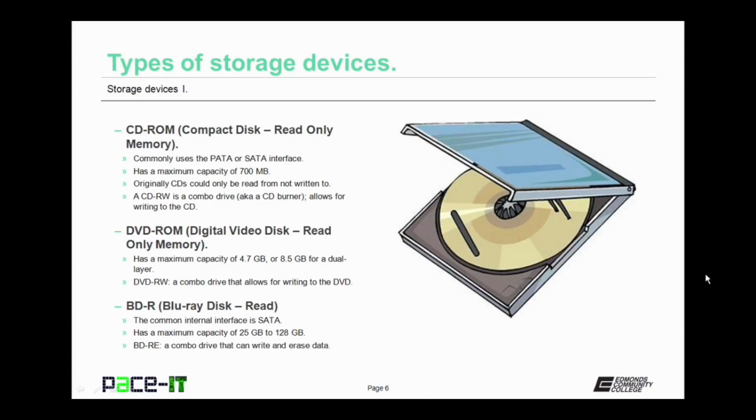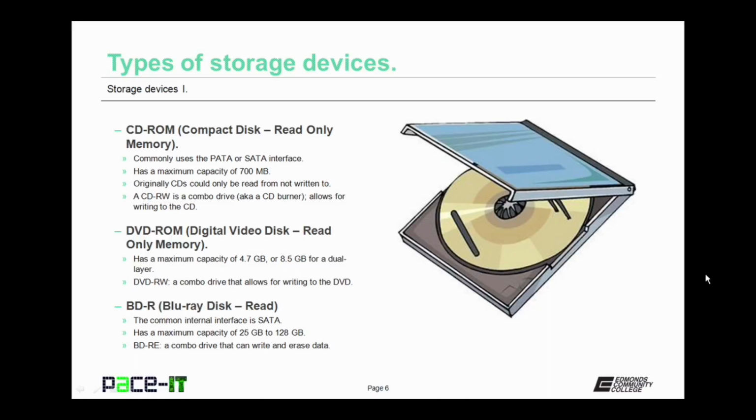Originally, CDs could only be read from and not written to. But as technology advanced, guess what? Things changed. Now, a CD-RW is a combo drive, also commonly known as a CD burner. It allows for writing data to the CD.